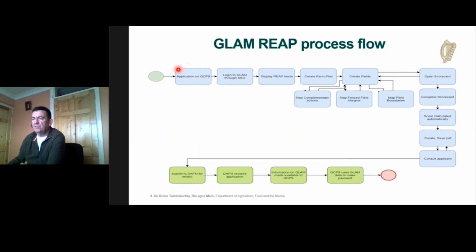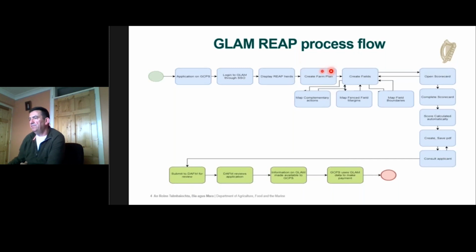So you're all familiar with the first part of it, where you made your applications on GCPS. The next part that you will be given access to is GLAM through SSO. So when you log on, you'll be given the list of available applications, and you will have GLAM as an available option. When you log on to GLAM and go into the REAP part of it, you will see the list of herds that are associated with you as an agent. You can select from that list of herds, and you can create your farm plan.